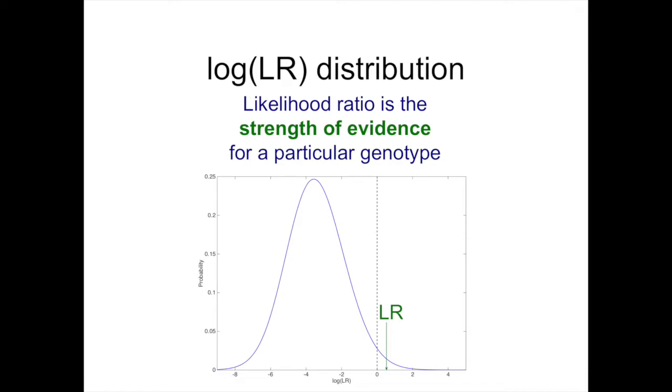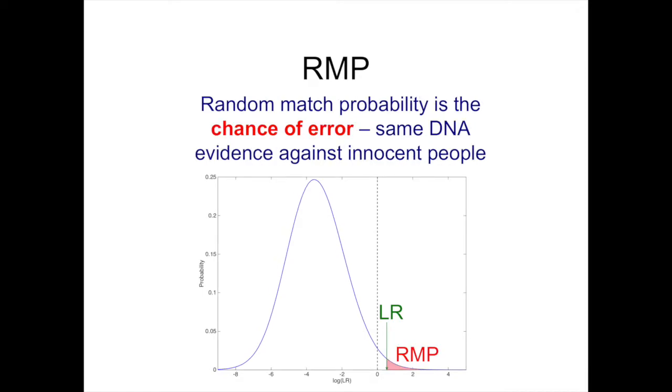So we can now look at the area under the curve, the tail probability of the random match probability, which is the chance of error. What's the chance that an innocent person has the same or greater evidence against them as the defendant? That's how this random match probability is being used.